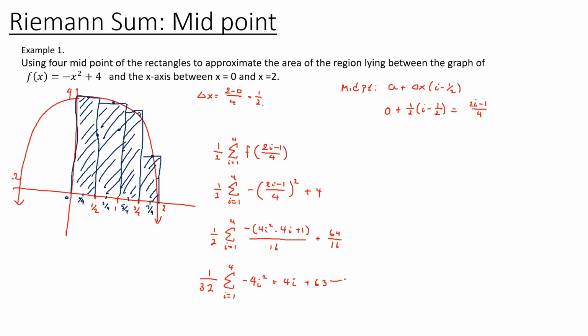We could just solve this out to find our area. So 1 over 32 times negative 4 times 4 times 5 times 9 over 6, plus 4 times 4 times 5 over 2, plus 63 times 4.